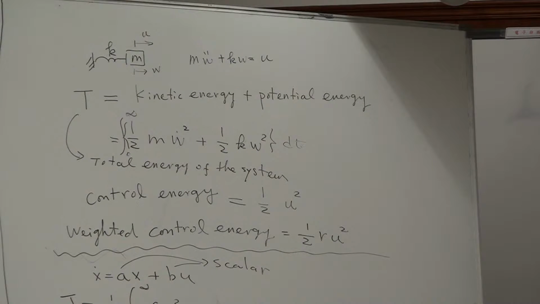Alright? Now how can I solve this control gain F? By giving the cost index. I define the cost index from 0 to infinity of x squared plus r u squared dt. Alright, now if I substitute my x into here.